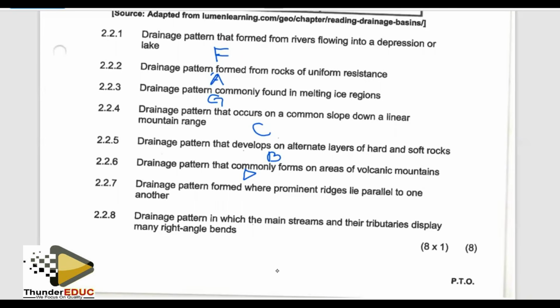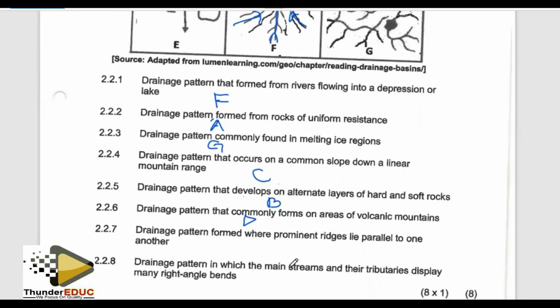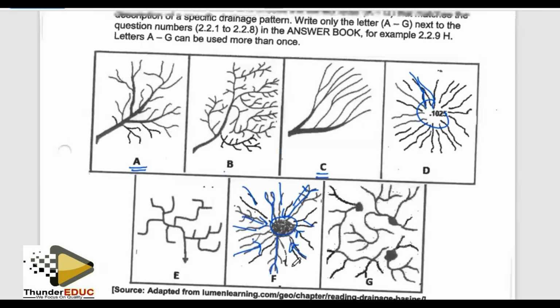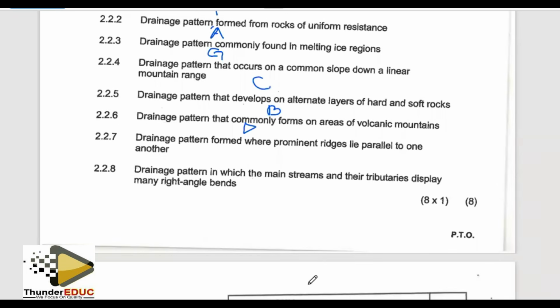Then 2.2.7, a drainage pattern formed where prominent ridges lie parallel to one another. That's to be trellis, which is B, because trellis looks like dendritic, though if we look at the tributaries, they are too short and they join the main, you see, too short. So with trellis, the tributaries are too short, which is going to be B.